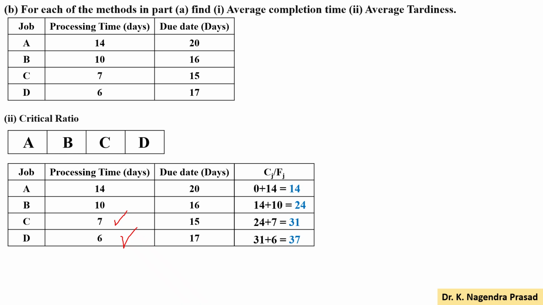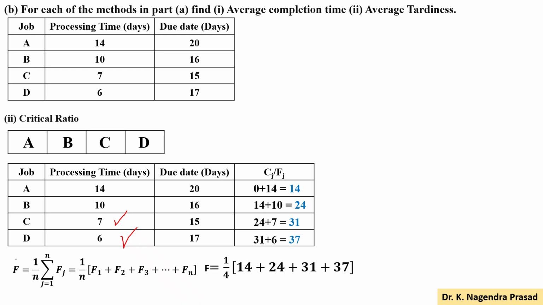Then you have to determine the average completion time. The average value will become 1 by 4 into 14 plus 24 plus 31 plus 37, which is equal to 106 divided by 4, that is 26.5 days.